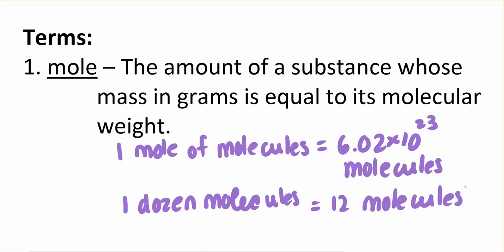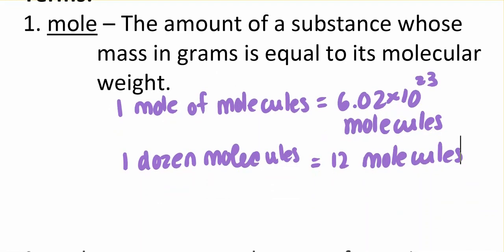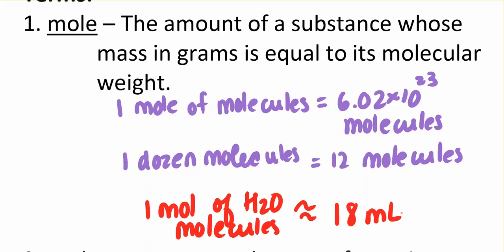Well, you might wonder, why don't chemists just use dozens instead of moles? The reason is that molecules are really tiny, so we need a really large number of molecules for the amount of 1 mole to be significant. To give you an idea what I'm talking about, 1 mole of water molecules occupies about 18 milliliters, and we know about how big that is. So a mole of a substance is an amount that you might actually deal with in the lab.